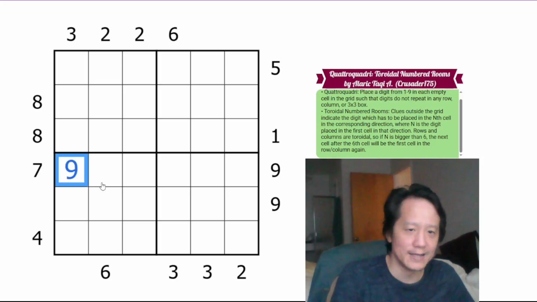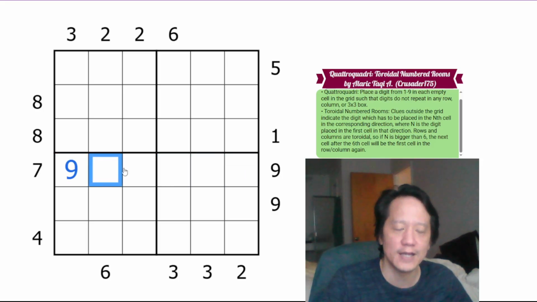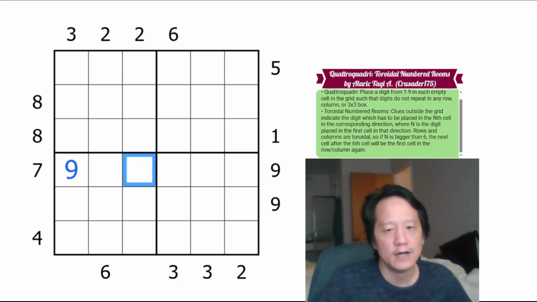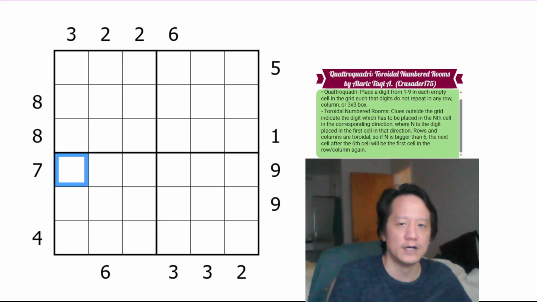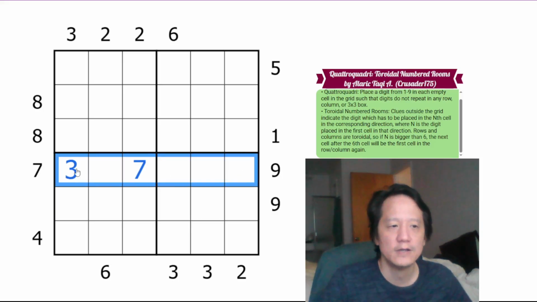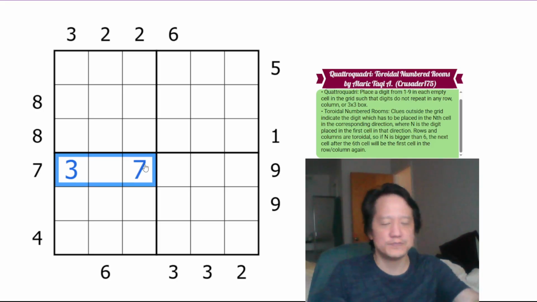If this were a 9, that would mean the 9th digit would have to be a 7, because it's whatever this digit is. So we would go 1, 2, 3, 4, 5, 6, 7, 8, 9. So this would have to be a 7 if this were a 9. Obviously, if you have just normal numbered rooms, say this was a 3, then this would also be a 7, because the third digit going this way would have to be a 7. And those are all the rules.